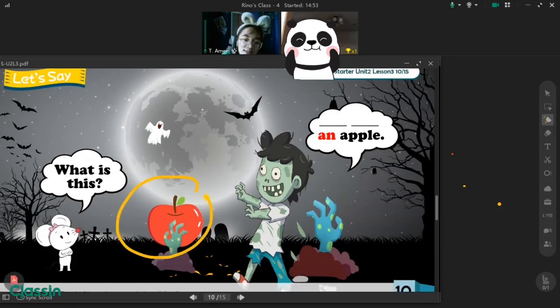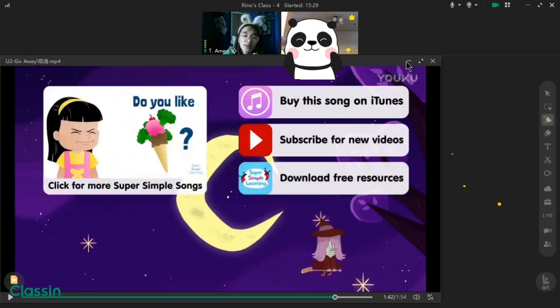Oh, what's this? What's that? Do you know that fruit? Do you know that fruit like this? Apple. So you will say it's an apple. Go. It's an apple. Yeah, it's an apple. Okay, Reno, let's have some activity.